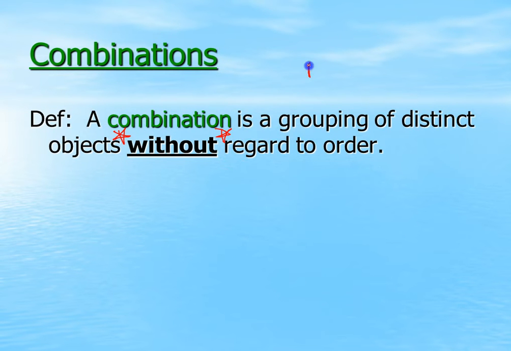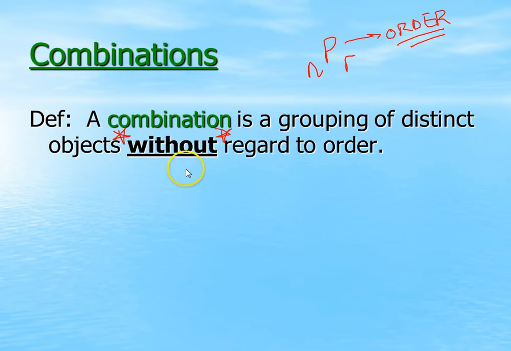Remember with that nPr, with those permutations that we did last time, there had to be an order. Order makes a big difference with permutations. So if order doesn't make a difference, if it doesn't matter what you choose first, second, third, fourth, if there's no order, it's a combination.